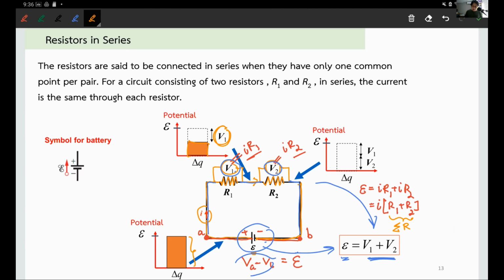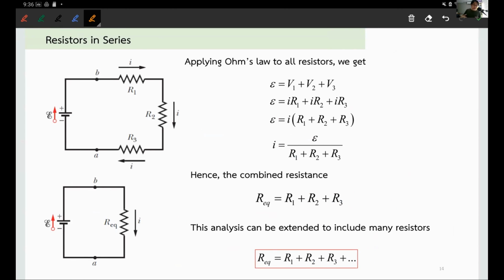I'll show you what it means here. Let's add some more to it. So if I have R1, R2, and R3, I know that the potential across this one is going to be IR1. Potential across R2 is going to be IR2. Potential across this one is going to be IR3. However, now we know these three potential differences will add up to E. That must be.